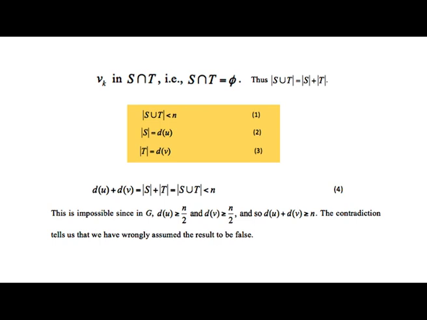Thus, the number of elements of S union T equals the number of elements of S plus the number of elements of T. Hence, by equations 1, 2 and 3 above, the degree of u plus the degree of v equals the number of elements of S plus the number of elements of T, which is equal to the number of elements of S union T, strictly less than n, equation 4. This is impossible since in G, the degree of u is greater than or equal to n/2 and the degree of v is greater than or equal to n/2. And so, the degree of u plus the degree of v is greater than or equal to n. The contradiction tells us that we have wrongly assumed that the result is false.